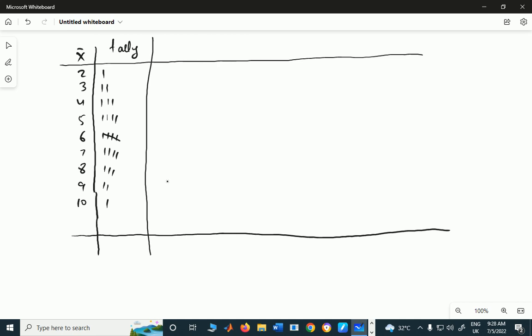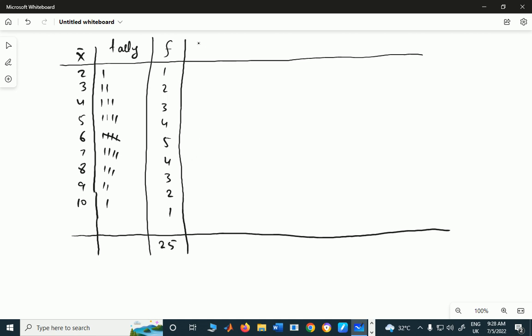Generate frequency from the tally, just count it: 1, 2, 3, 4, 5, 4, 3, 2 and 1. If you count it, it must equal the number of possible samples, which is equal to 25, right.